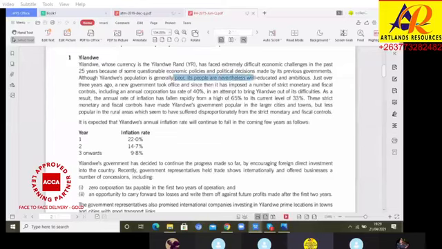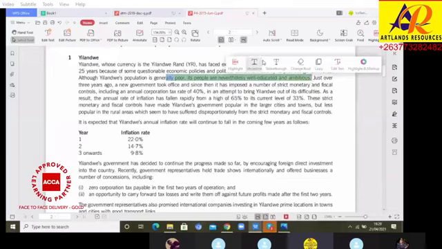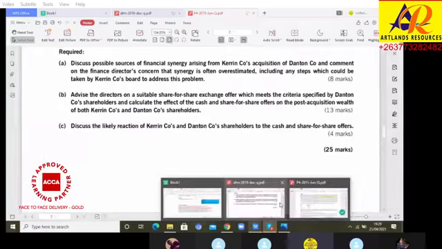Just over 3 years ago, a new government took office, and since then it has imposed a number of strict monetary and fiscal controls. Notice all this we are told. Don't ignore this as part of your answer, including an annual corporation tax rate of 40%. So if Ilandwe is our foreign government, its tax rate is 40%. As a result, the annual rate of inflation has fallen rapidly from 65% to the current level of 33%.